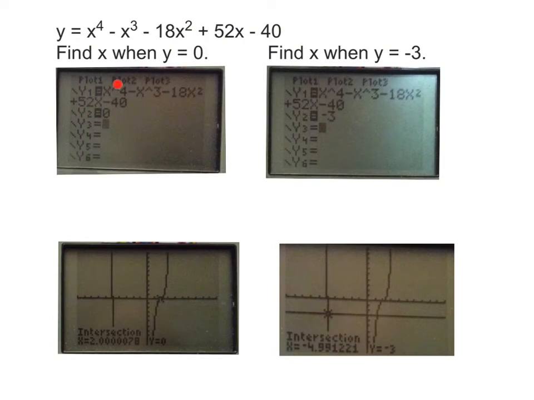So make sure you use the caret, it's a little up arrow on your keypad, when you're trying to raise to the 4th power. Now this is the screenshots of some TI calculators, but remember that the Casio calculator is the same process. So we have x to the 4th minus x to the 3rd minus 18x squared plus 52x minus 40. You type that in carefully. And our first example says find x when y equals 0. So of course we put 0 in for our y2 equation. And then of course we graph it.